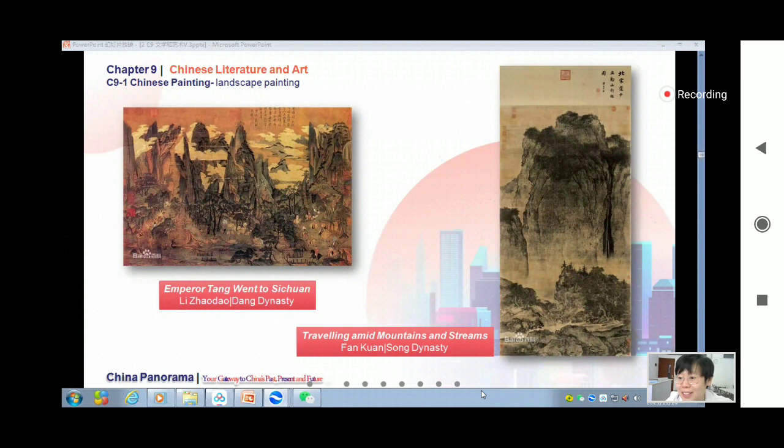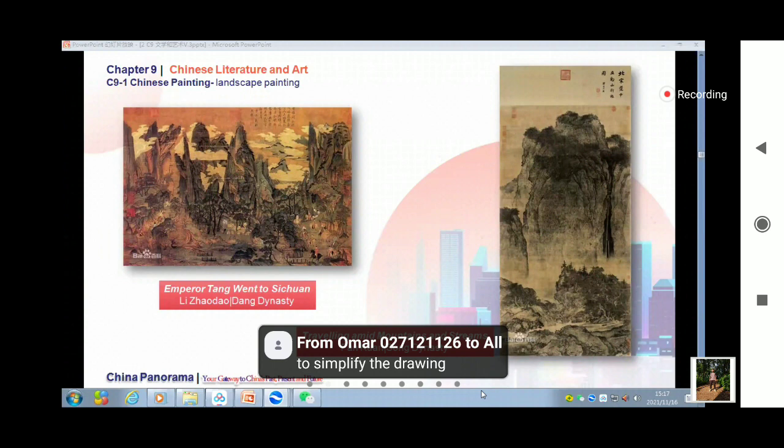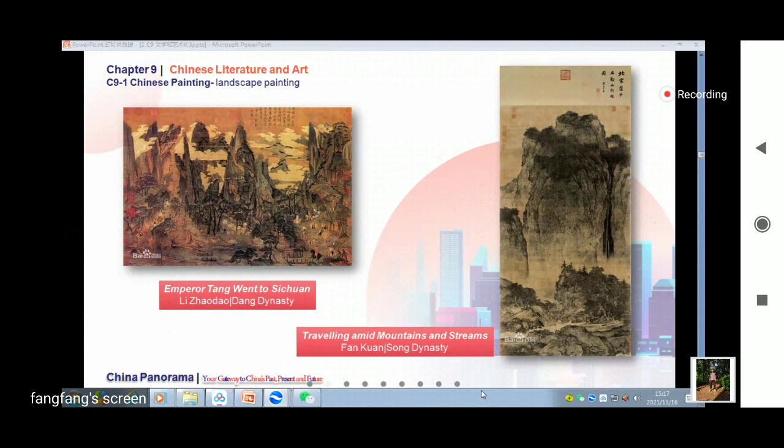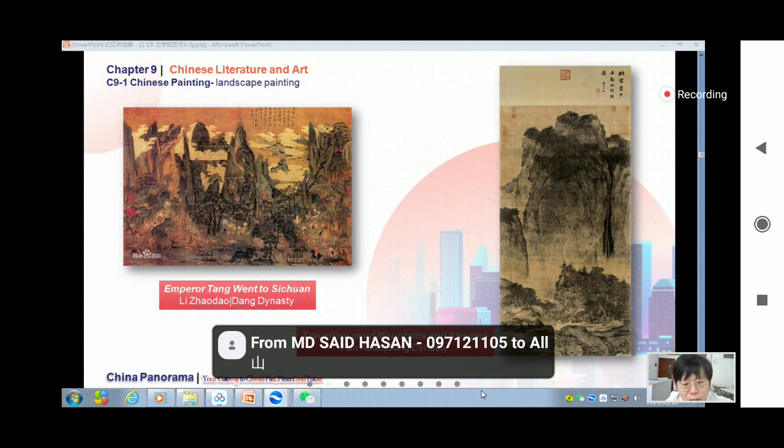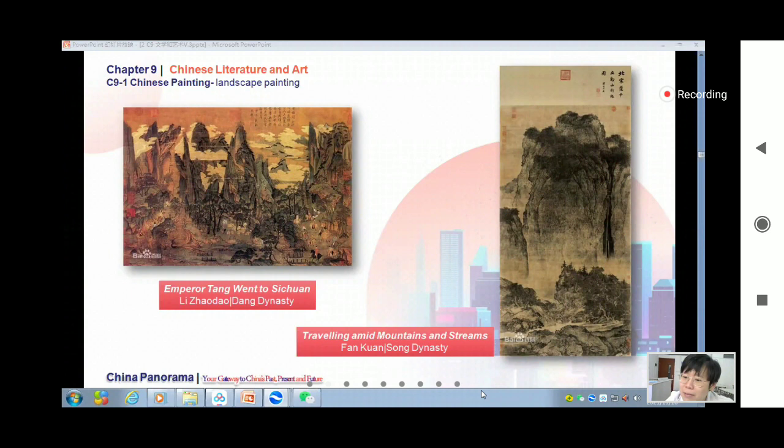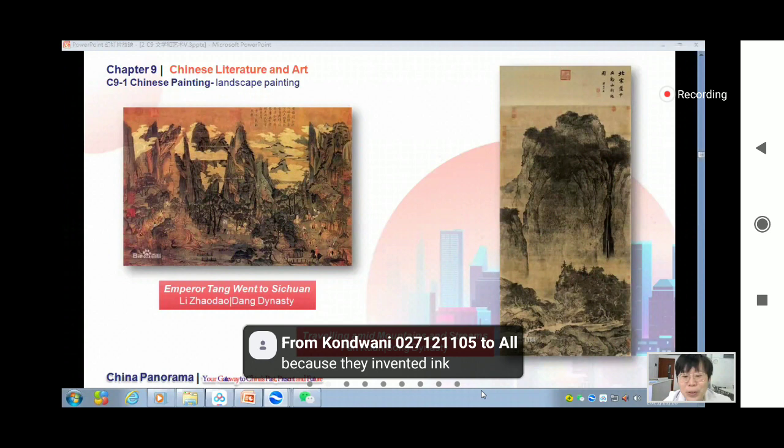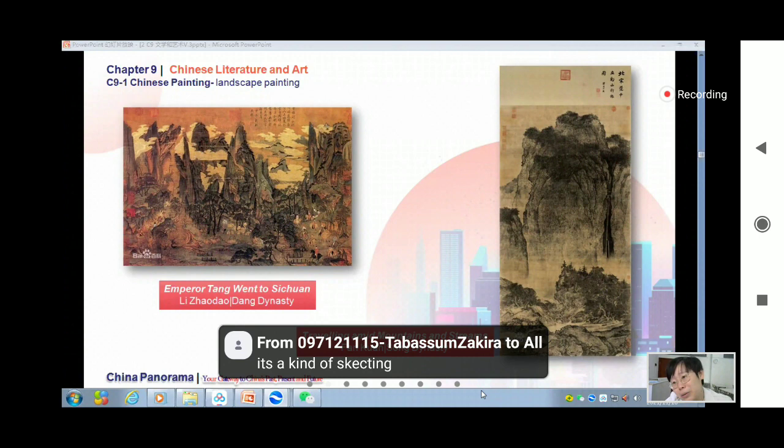Maybe Song Dynasty focused more on the paintings themselves. Very good. Focus on the colors. To simplify the drawing, Omar says. Maybe. And just now Hassan said that they want to focus on the paintings, right? Very good. Any other ideas? No, ink was invented many years ago. It's a kind of sketching. It's not sketching actually.